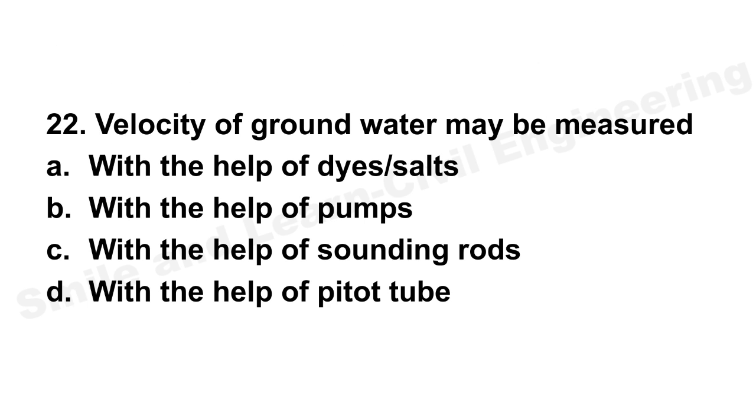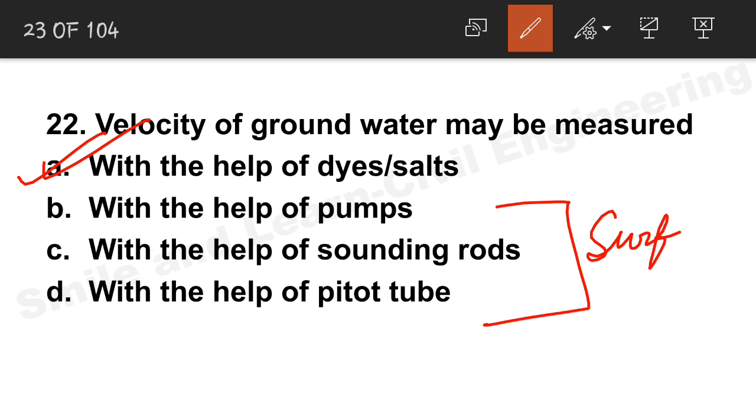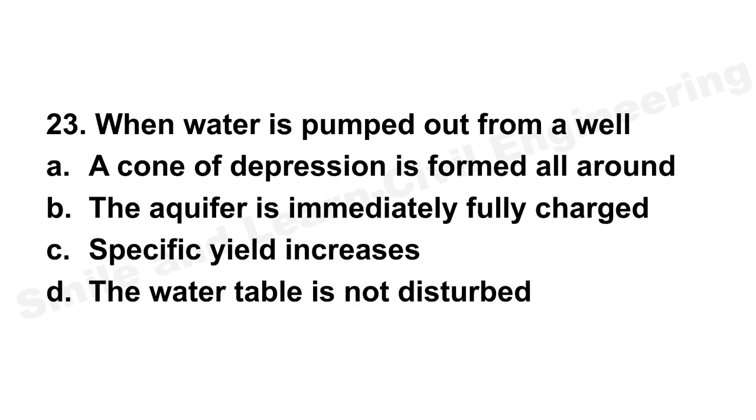Question number 22. Velocity of groundwater may be measured by. So groundwater velocity is measured with the help of dyes or salt. Option A. Other methods are for surface water. Let's move on to question number 23.